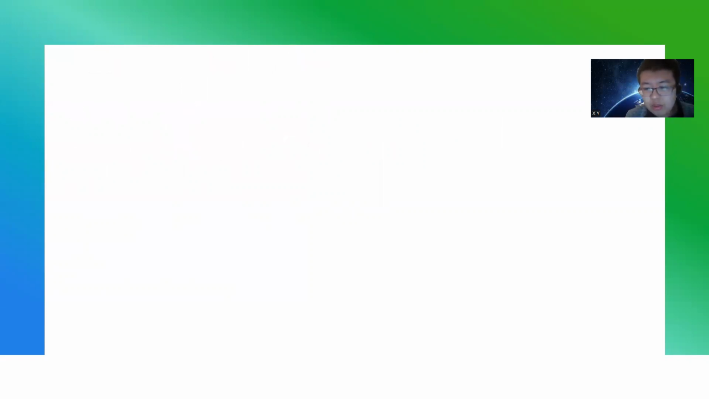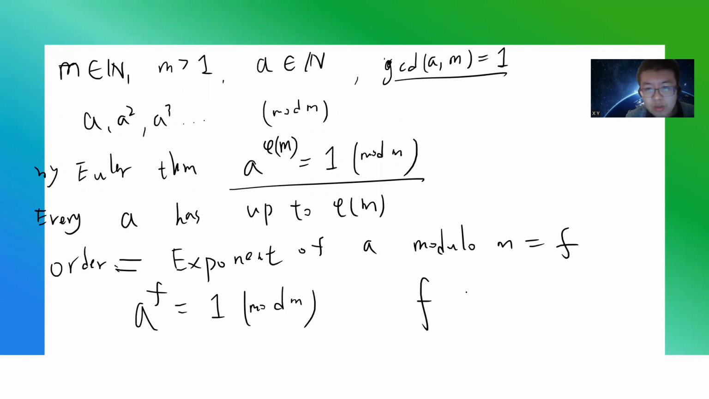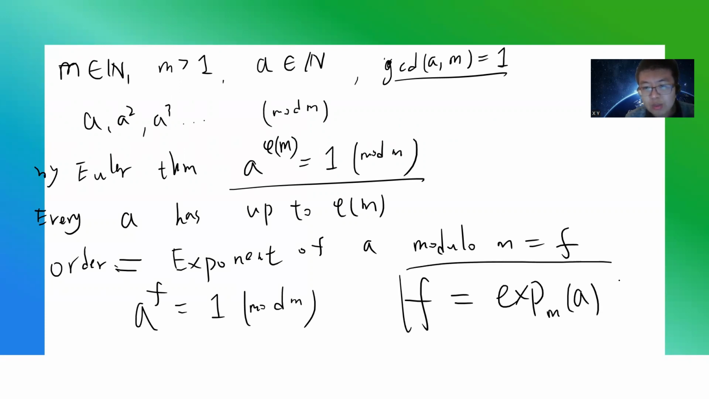The usual notation is to write the exponent of a modulo m like this. Probably this is a bad notation, but basically it is the f such that a to the f is 1 modulo m.